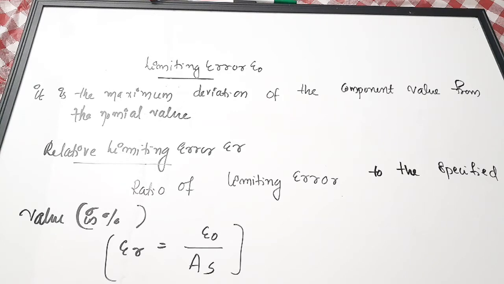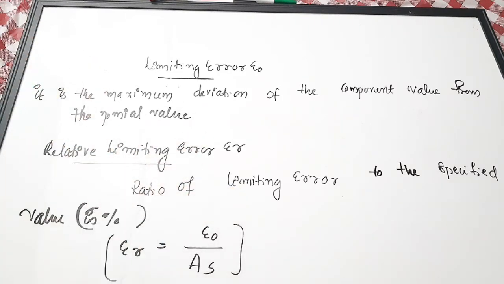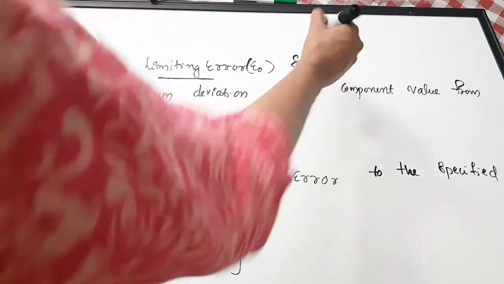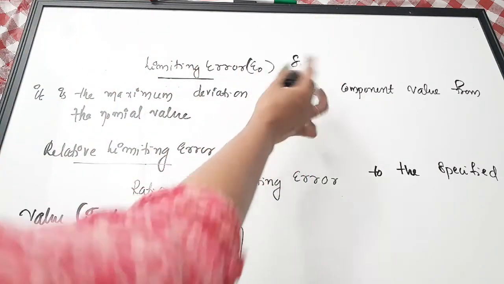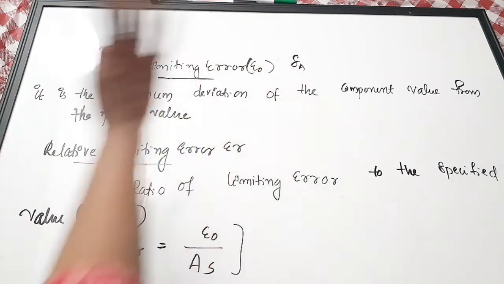The next classification of error is limiting error and relative limiting error. Okay, so limiting error means it is the maximum deviation of the component value from the nominal value. How much maximum deviation can occur from the nominal value is called limiting error, and it is represented using epsilon 0 and also sometimes represented as delta A. Okay, so these two representations can be used for the limiting error.